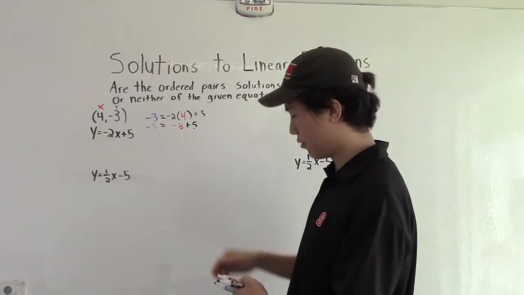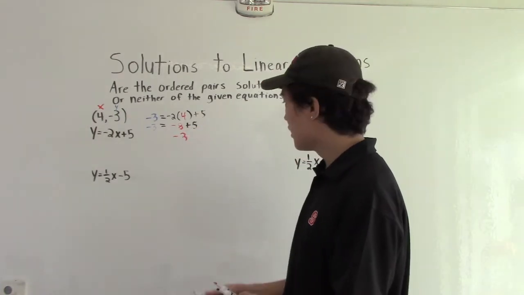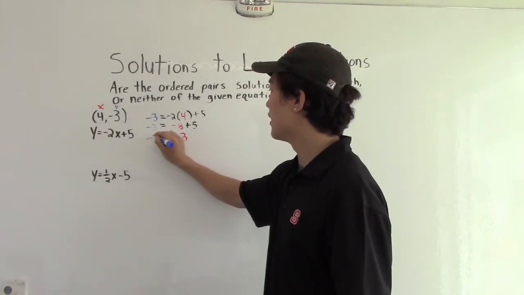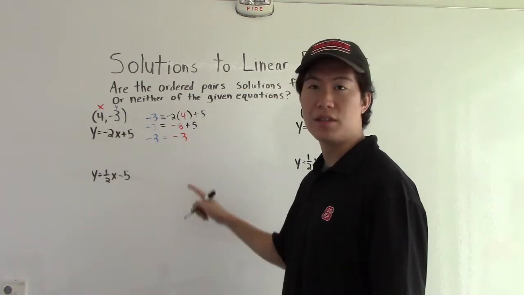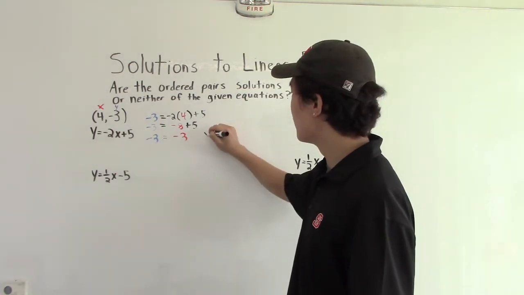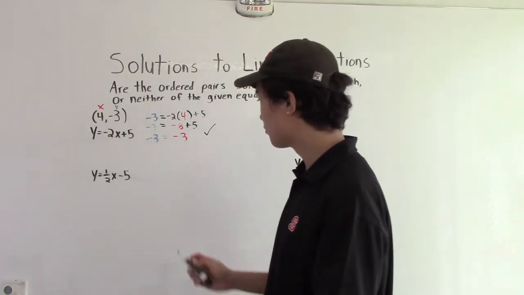And negative 8 plus 5 will give us negative 3. And we know the other side is negative 3. So negative 3 will be equal to negative 3, and therefore this is a solution. So let's check with the second equation now.